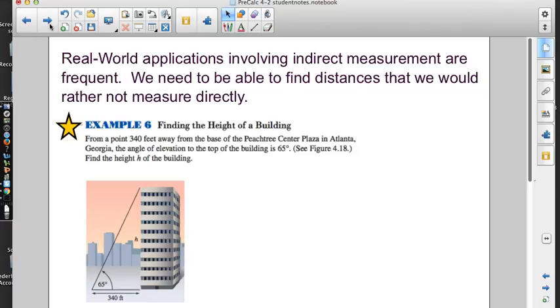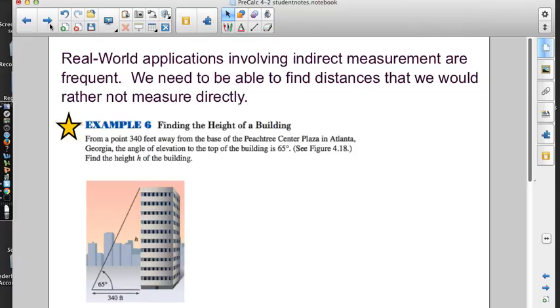So, like it says, real-world applications involve indirect measurement. Those are frequent. Anytime you don't want to measure something because it's too high, it's too long, you're not going to give somebody a measuring tape and say, here, climb the water tower, I want to know how high it is. You're not going to do that. It's dangerous, it's not gonna happen. How wide is the Mississippi at this point? You know, here, I'm gonna hold the measuring tape, you row to the other side. No, we don't do that. So what we do is indirect measurement.